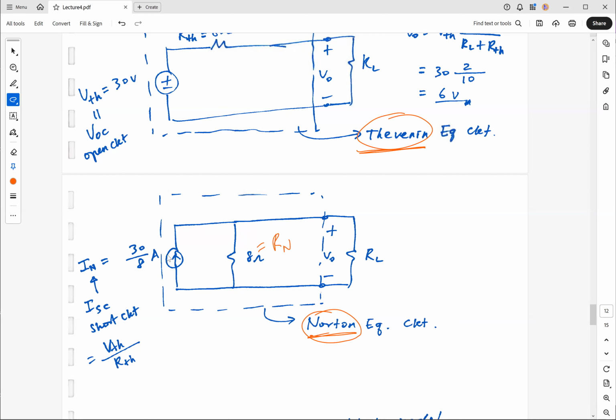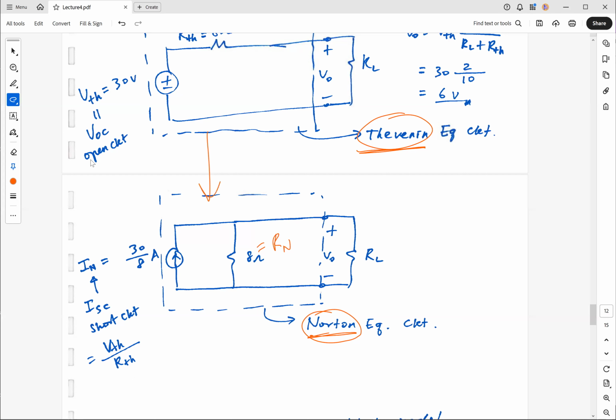And the current over here is I sub N. This is my Norton current, IN, and this IN is also called ISC, where SC stands for short circuit. So this is my short circuit current. This is my open circuit voltage. So VOC and ISC. And we know that ISC can be found by, right?